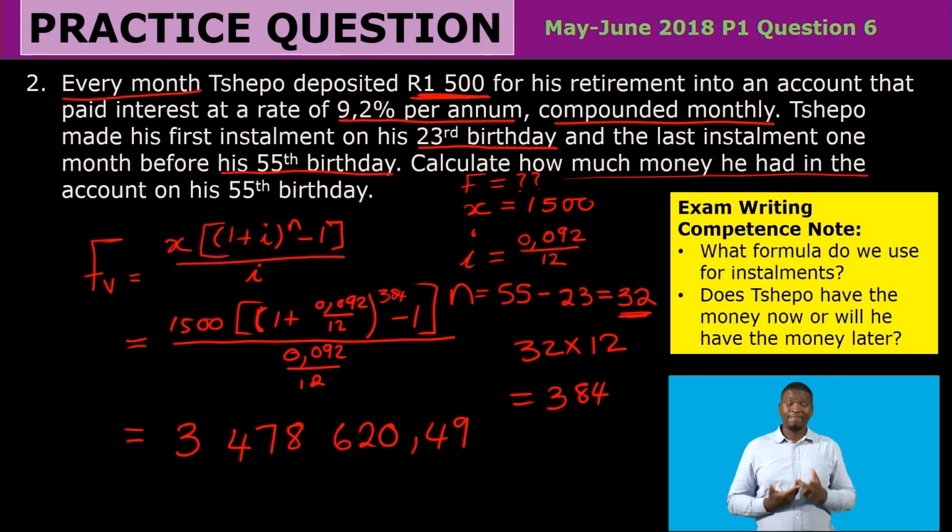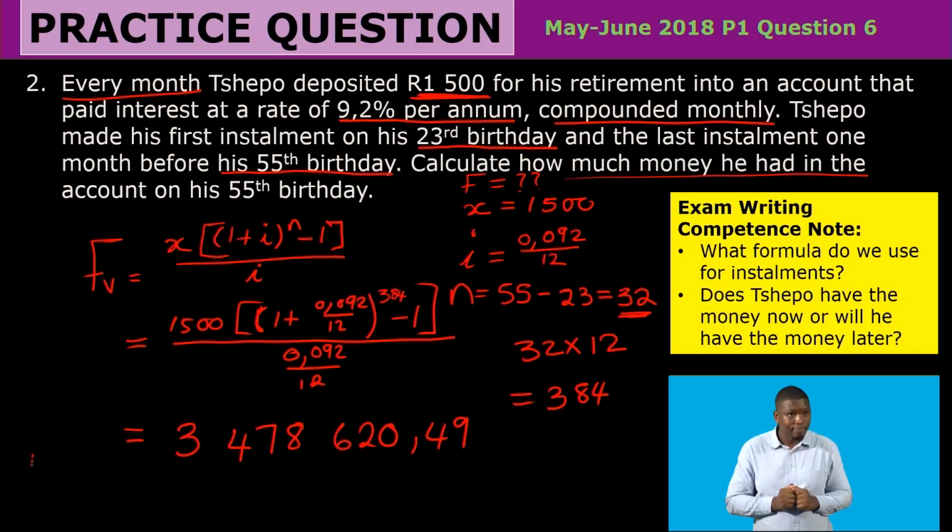Now, remember, because our statement says that his last installment was 1 month before his 55th birthday, that money stays in the account until his 55th birthday. It means that this money will stay in that account for 1 more month, which means that in that month he will gain interest. So how are we going to calculate that?